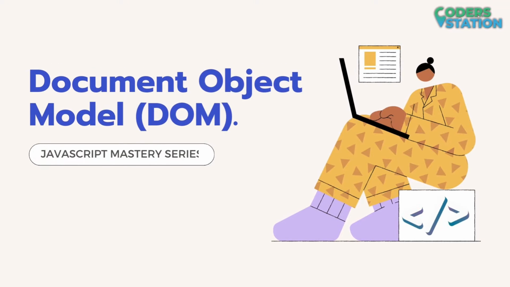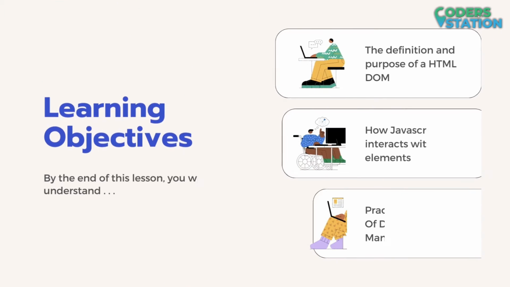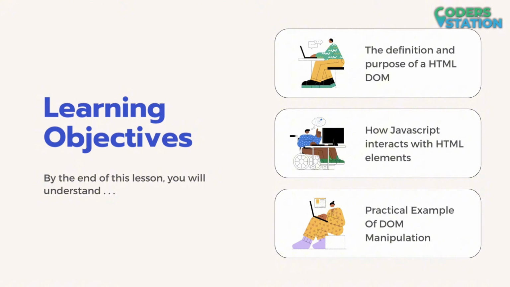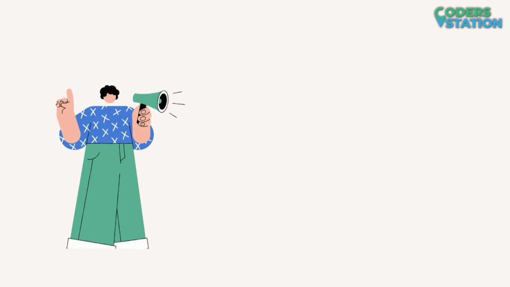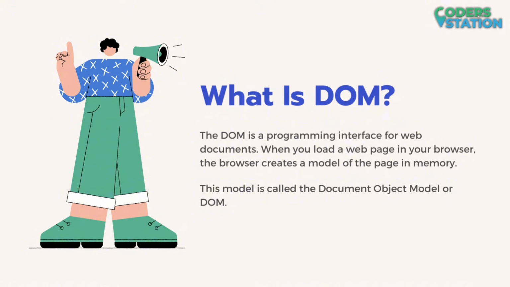Hello coding enthusiasts. Let's dive a bit deeper into the concept of DOM, Document Object Model, and its application. Alright, let's break down the mystery of DOM. The DOM is a programming interface for web documents. When you load a web page in your browser, the browser creates a model of the page in memory. The model is called the Document Object Model or DOM.